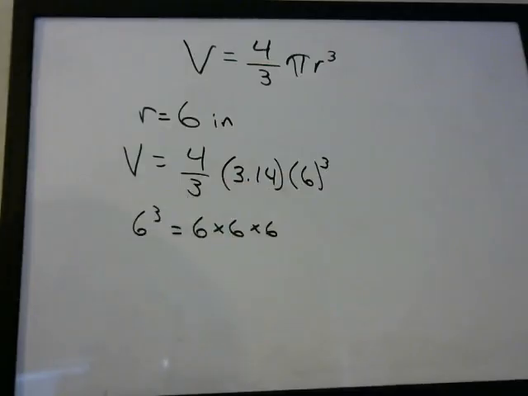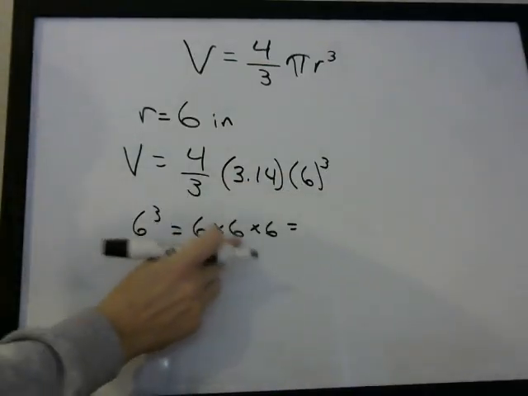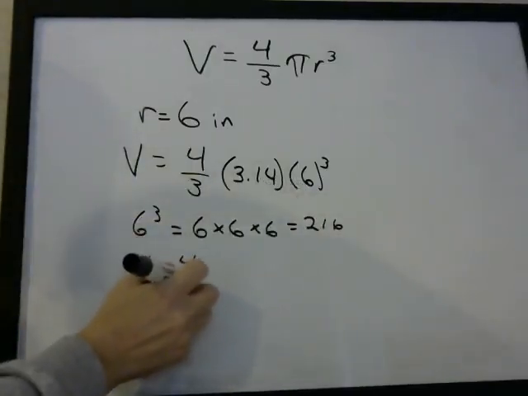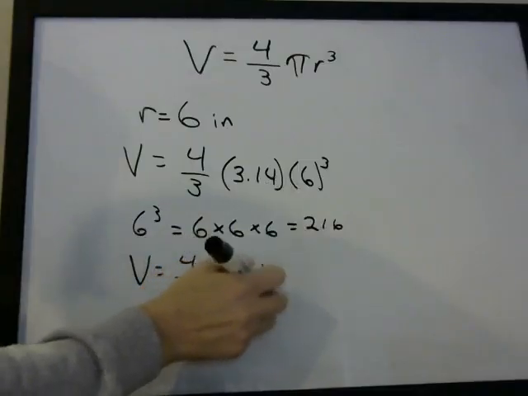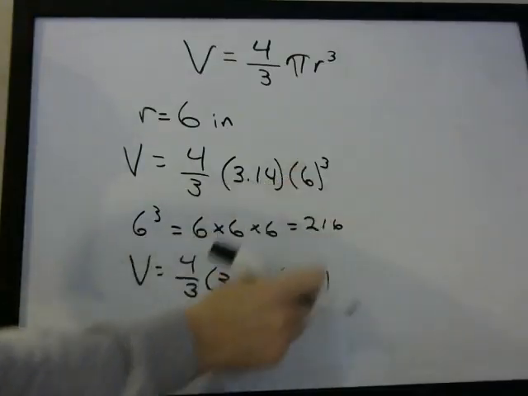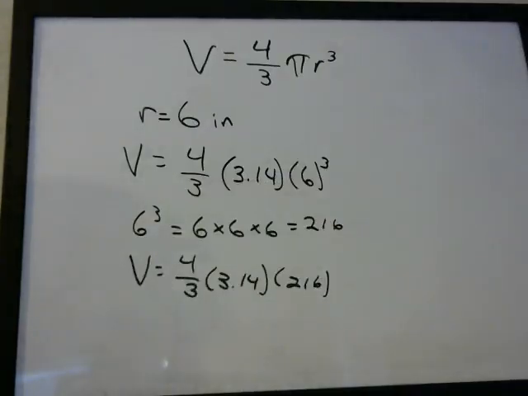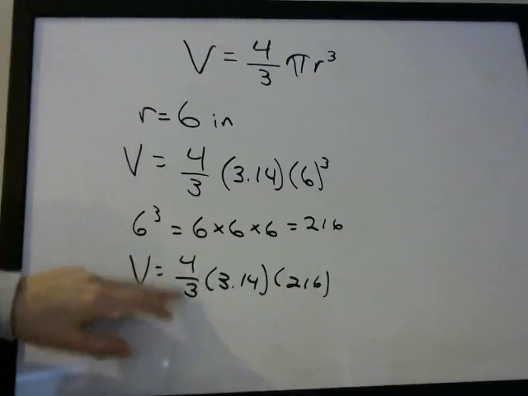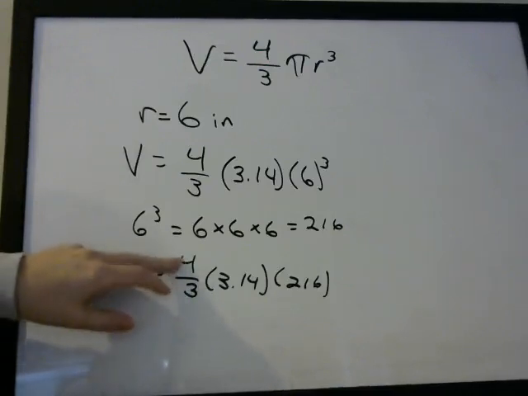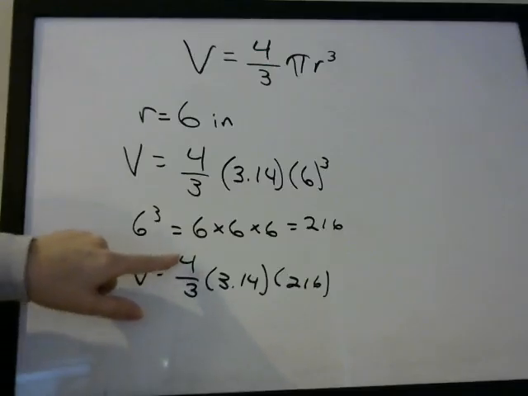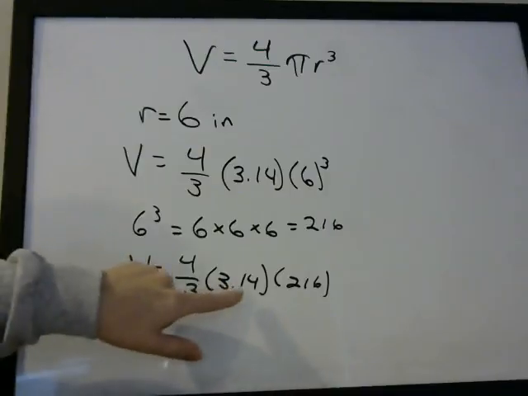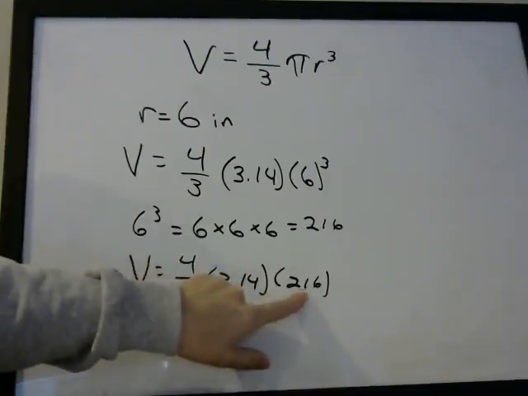So what is 6 cubed? You just plug that in your calculator. 6 times 6 times 6, you're going to get 216. So the volume is 4/3 times 3.14 times 216, because 6 cubed is 216. Now you just plug this in your calculator. How are you going to plug 4/3 into your calculator? Remember, this is a fraction. It's just a division. So it's 4 divided by 3. You read it from top to bottom. Don't do 3 divided by 4. You go from top to bottom. 4 divided by 3. Plug that in your calculator. 4 divided by 3 times 3.14 times 216.